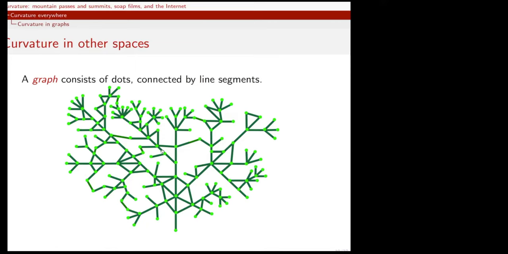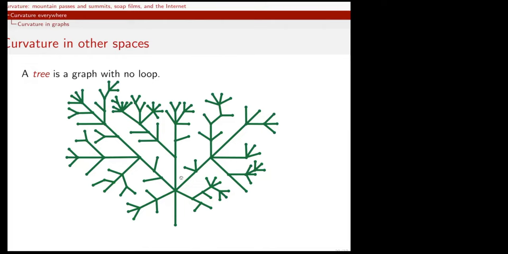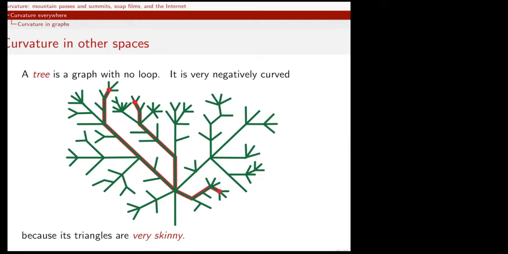Here, I cannot do that, because if I start here and ever want to go back where I started, I have to do some backtracking somewhere. Okay? So that's called a tree, because it looks like a tree, right? And a tree has negative curvature in the sense I discussed before.